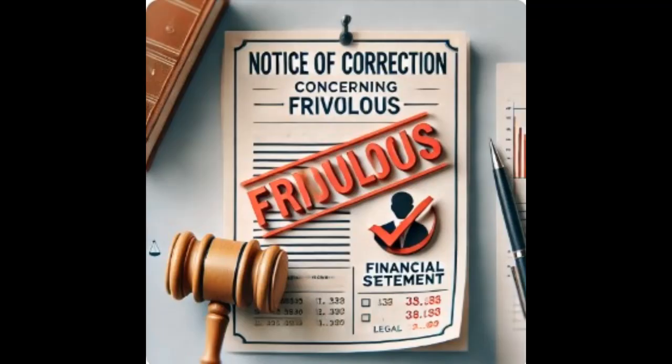2. Tax filings and IRS disputes. The IRS may categorize tax arguments as frivolous under IRC Section 6702, resulting in penalties. Incorrect classification may prevent legitimate tax claims or deductions from being reviewed properly.